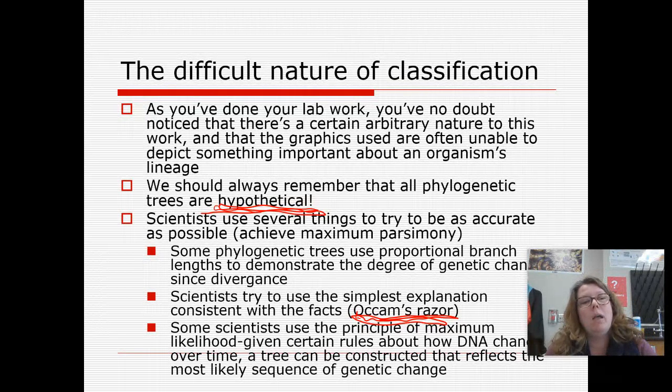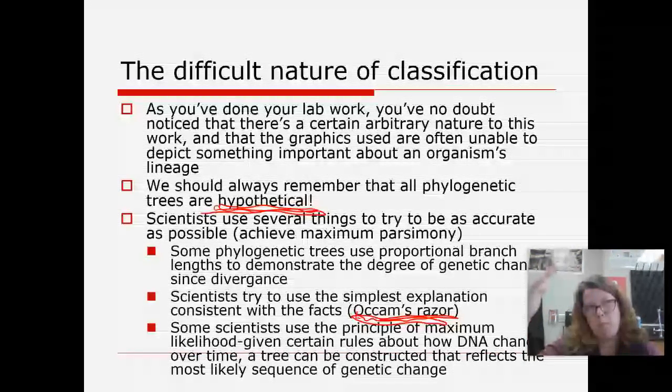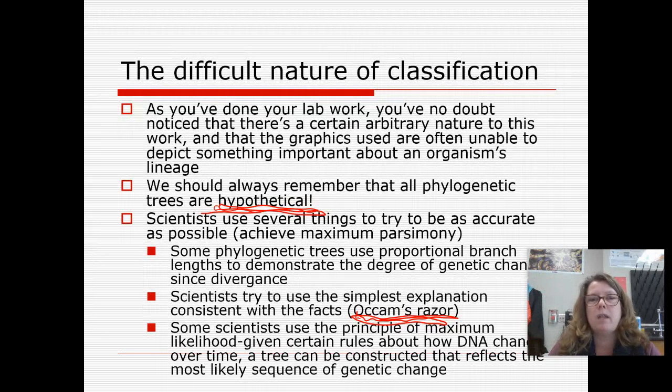Okay. And then some scientists use the principle of maximum likelihood, given the rules of how DNA changes over time, constructing a tree based on that. Again, I mentioned we know about normal mutation rates. We can construct evolutionary clocks based on those mutation rates. So when we see the number of mutations, we know about how long it's been since two species diverged just based on the number of mutations. So you can use that information as well.